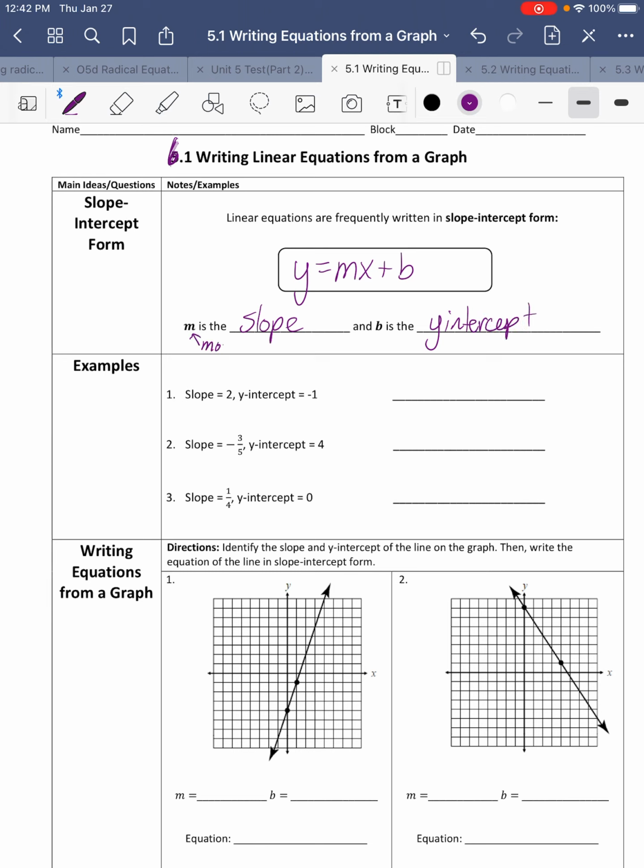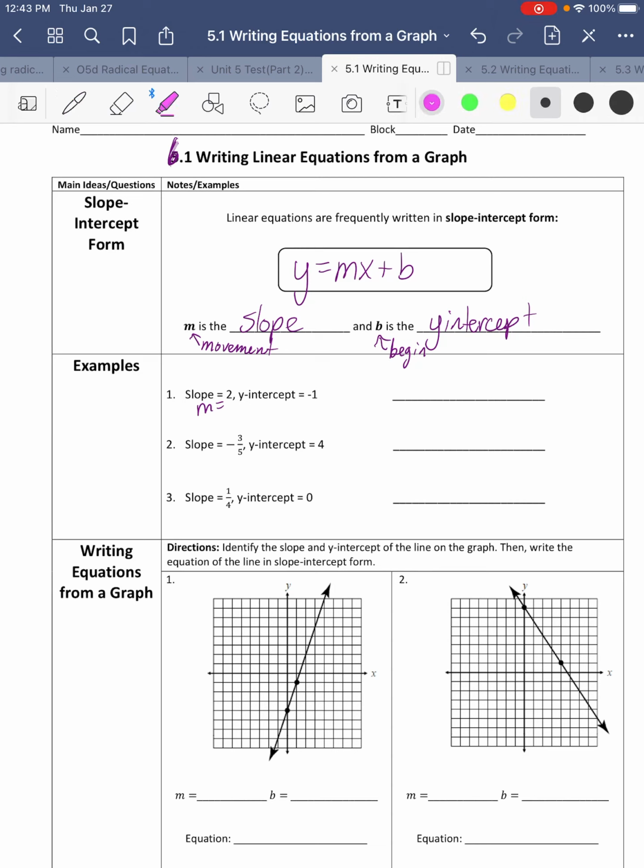We're going to say m is for your movement, and your b is the beginning point. So when we're graphing, you're beginning with the y-intercept, the beginning point. So examples, if we're given a slope is 2, so that's 2.